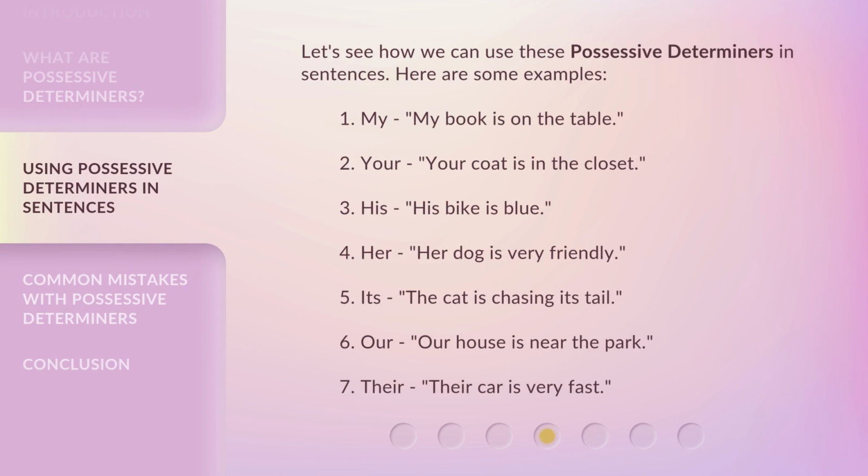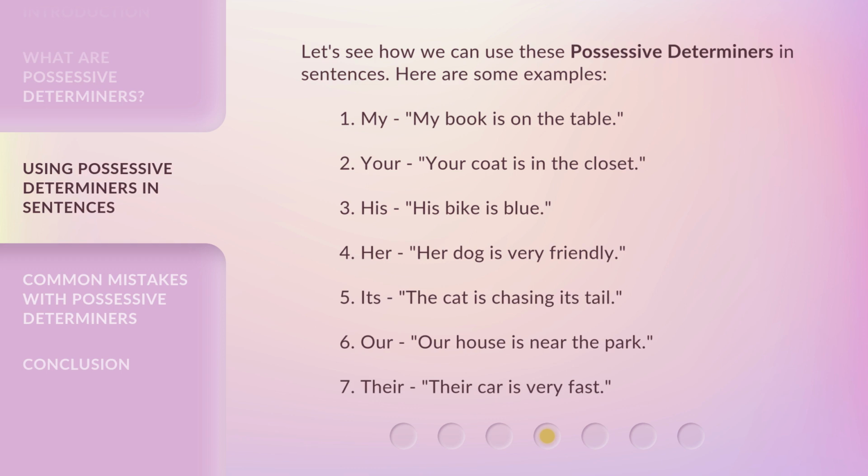Let's see how we can use these possessive determiners in sentences. Here are some examples. 1. My book is on the table. 2. Your coat is in the closet. 3. His bike is blue. 4. Her dog is very friendly.